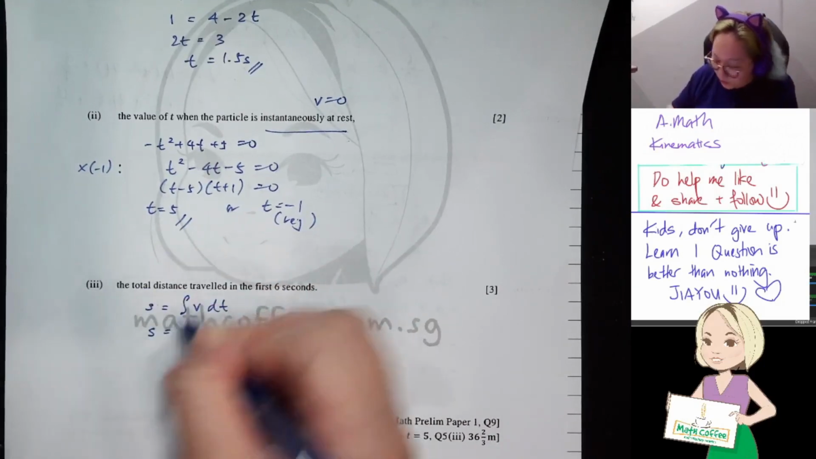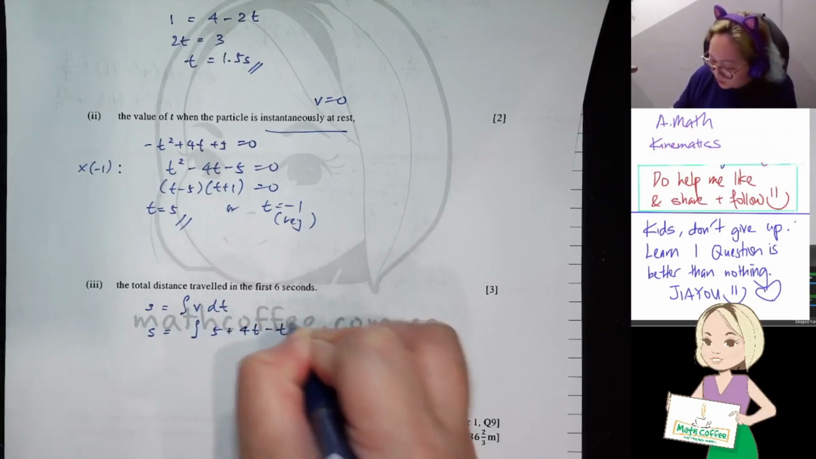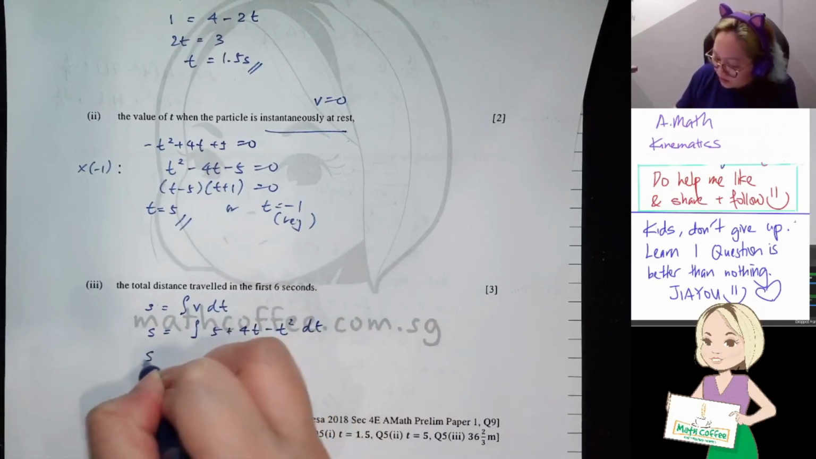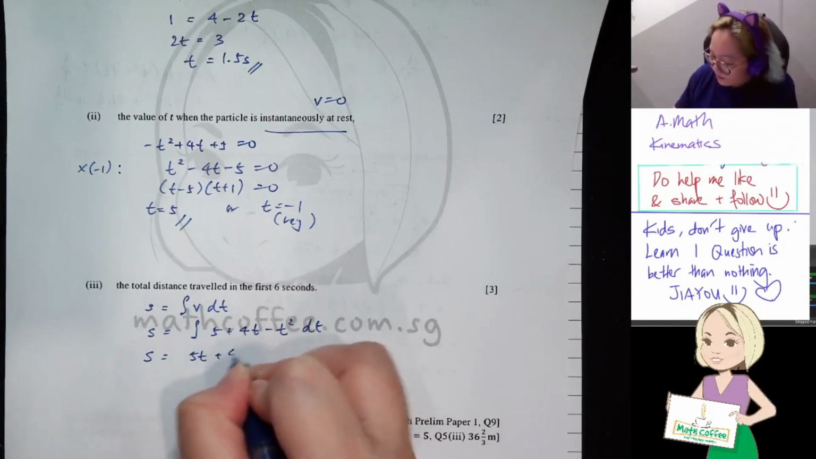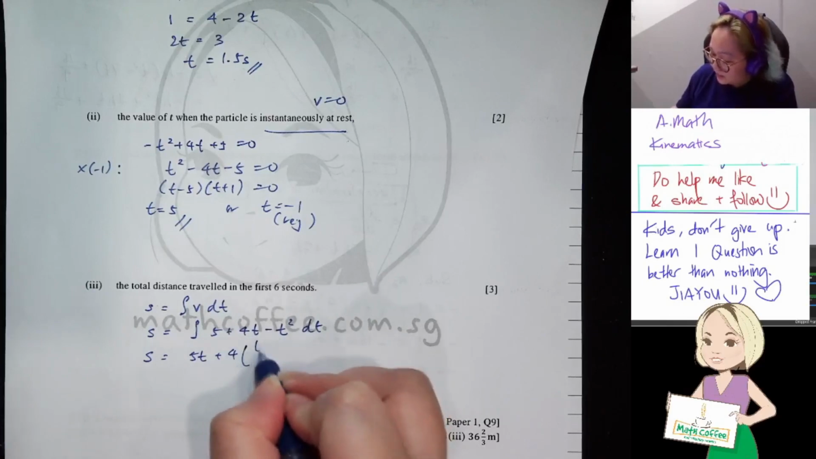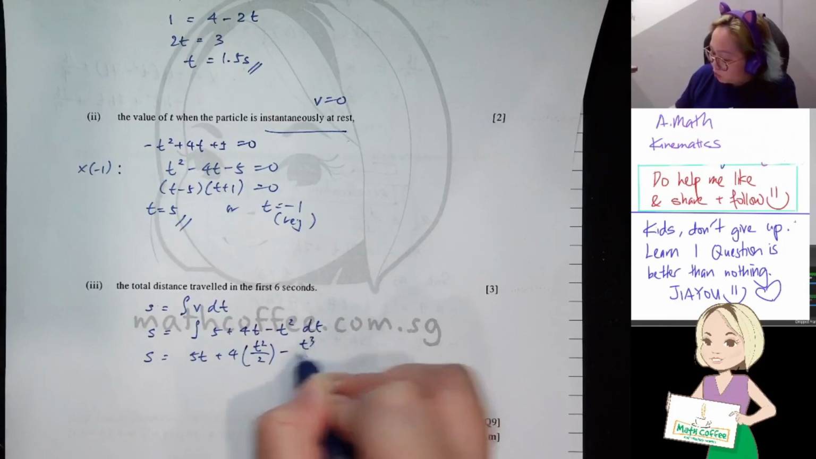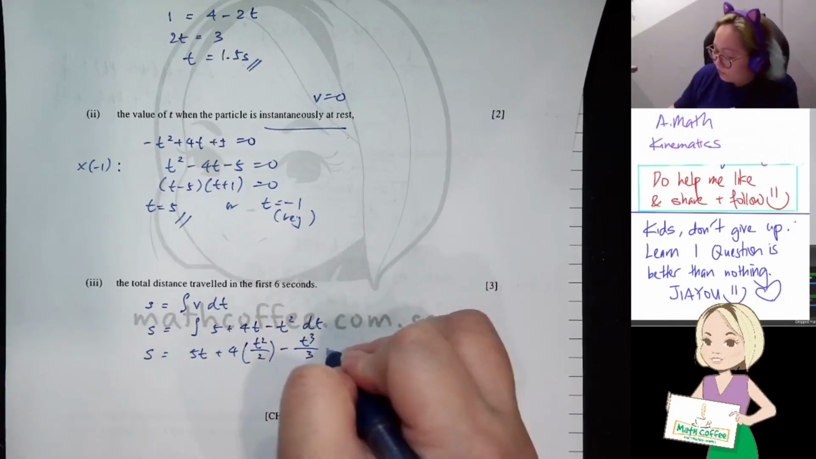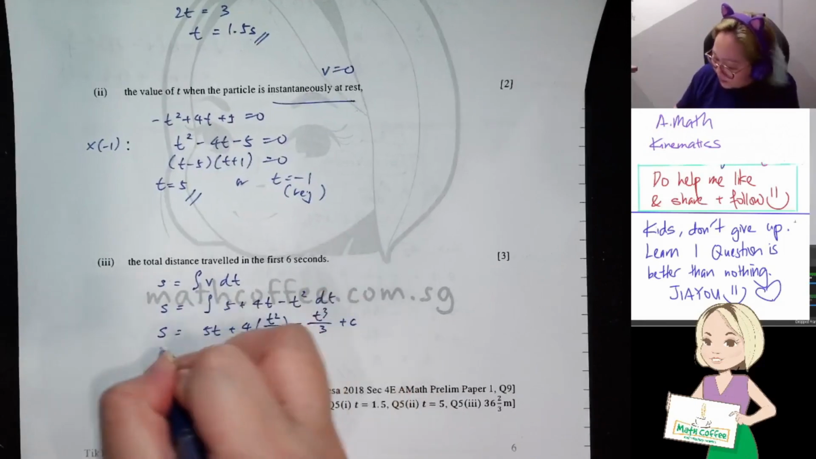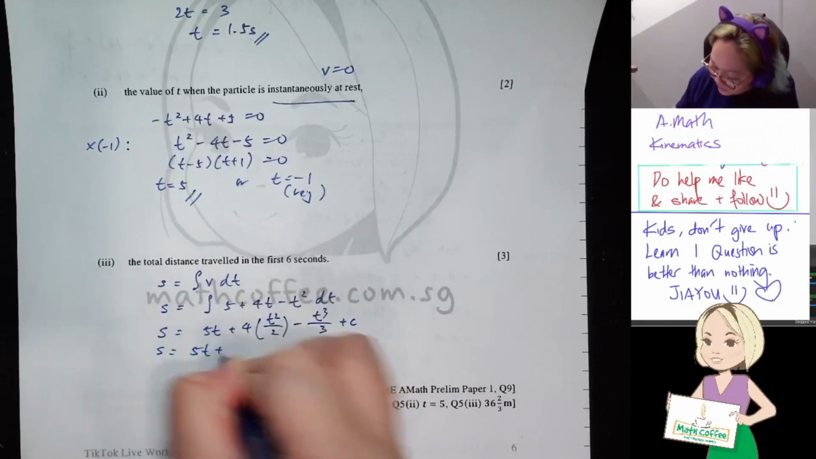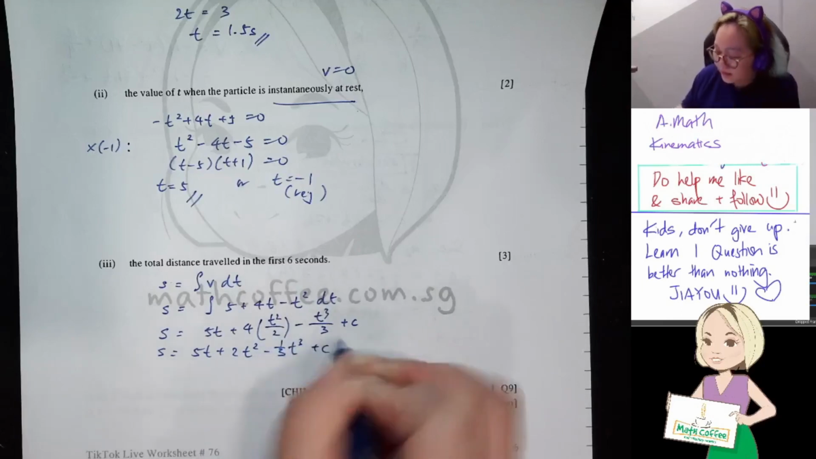So s equals the integral of 5 plus 4t minus t squared with respect to t. Integrate 5 is 5t. 4 put outside here. Integrate t is t squared over 2, minus t cubed over 3. Then don't forget your plus c. So in this case, my s equals 5t plus 2t squared minus 1/3 t cubed plus c.